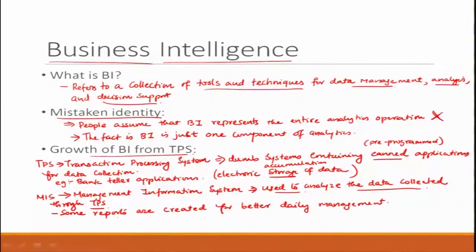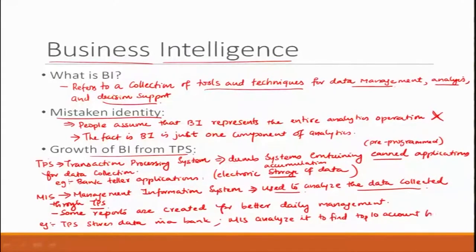One example of this is that TPS will store all the data, like TPS stores data in a bank. MIS analyzes it to find the top 10 account holders who have the largest balance. Then when these people come into the bank, the bank manager might like to talk to them personally and interact with them, so that they deposit more money. So the manager is using this information to do better daily management so that he can get more funds into his bank.